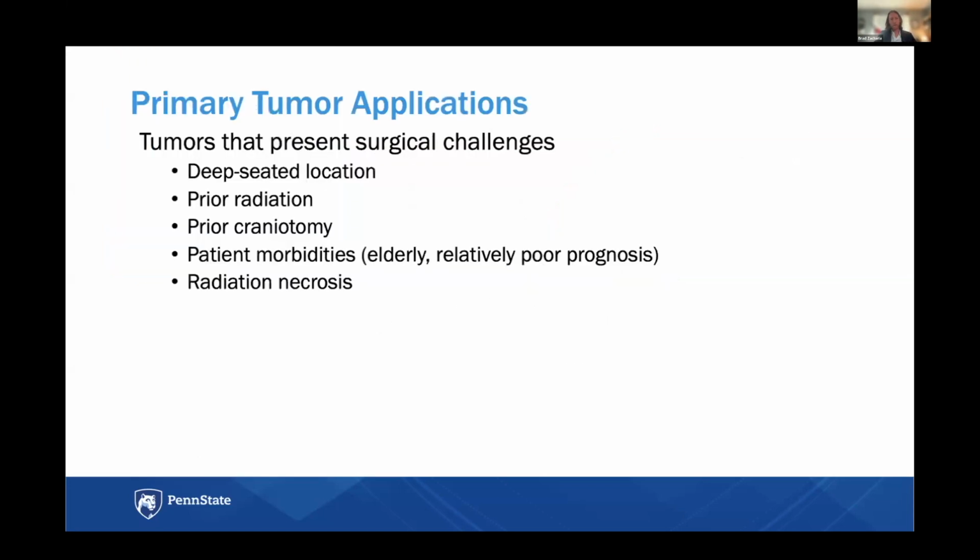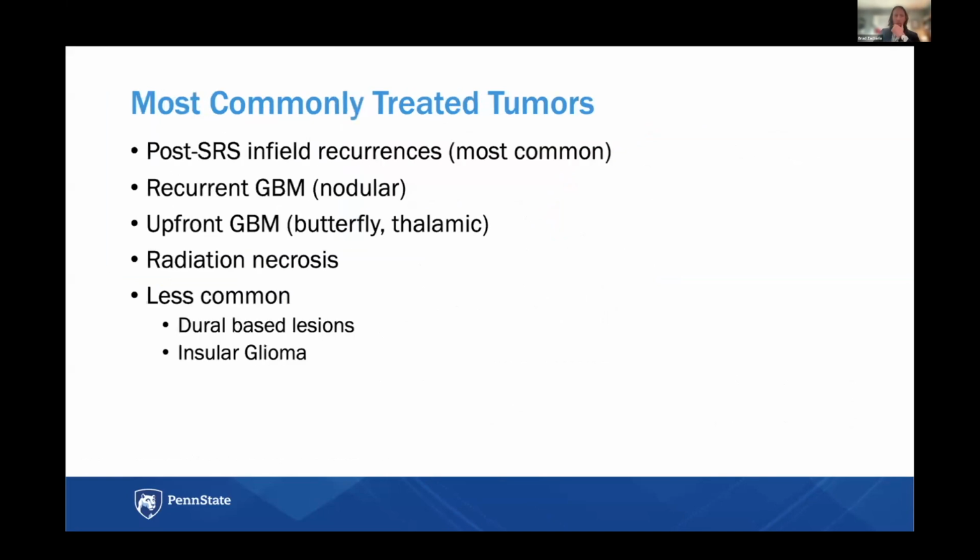So what are the primary applications? Tumors that present surgical challenges, deep-seated lesions, people with prior radiation, prior craniotomies, patient comorbidities, and radiation necrosis. So where do we use it most commonly? Post-SRS in-field recurrences is probably the biggest, where you're having trouble differentiating tumor recurrence versus radiation treatment effect. And perhaps that definition is not even useful in this case.